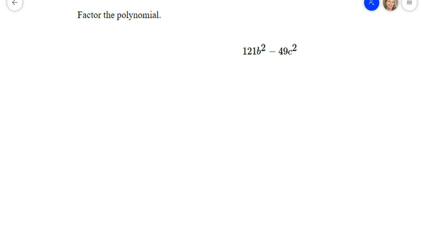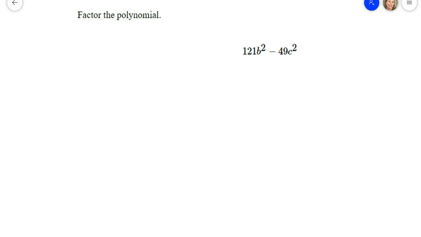All right, the directions say factor the polynomial, and normally when I'm factoring, I always try to see if there's a greatest common factor first. 121, the only thing that goes into that is an 11, which does not go into 49, so there's no greatest common factor. It's not one of those special trinomials, it's actually a binomial, and this is a special binomial, and you have to recognize it for what it is in order to factor it.